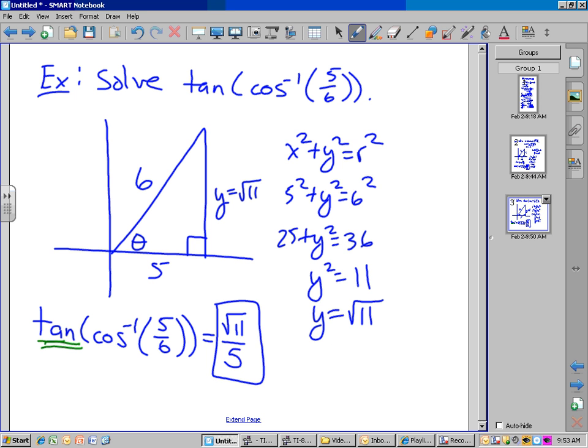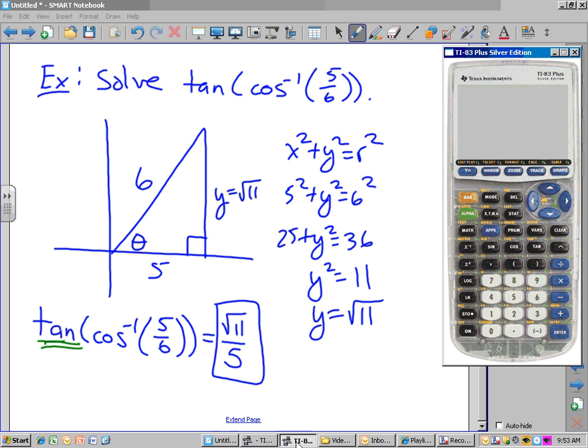And again, we can confirm that tan of inverse cosine of 5/6 should be the same as the square root of 11 over 5. We only do that because we have no idea what theta is. We could figure that out, yeah. But here's the problem.